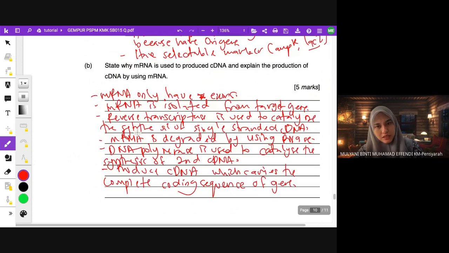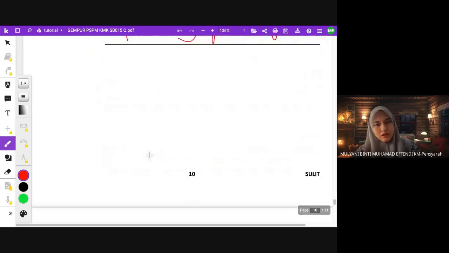So ingat kalau soalan ni dia cerita pasal macam mana hasilkan cDNA daripada mRNA. So awak kena ceritalah apa kepentingan ataupun kebaikan mRNA tu sebab dia only have exons. So ceritalah mRNA dia buat reverse transcription menggunakan reverse transcriptase, menghasilkan single stranded cDNA. Lepas tu dia akan degradekan mRNA menggunakan RNase. Lepas tu DNA polymerase akan digunakan untuk menghasilkan the second strand of cDNA. So tu antara point dia lah.